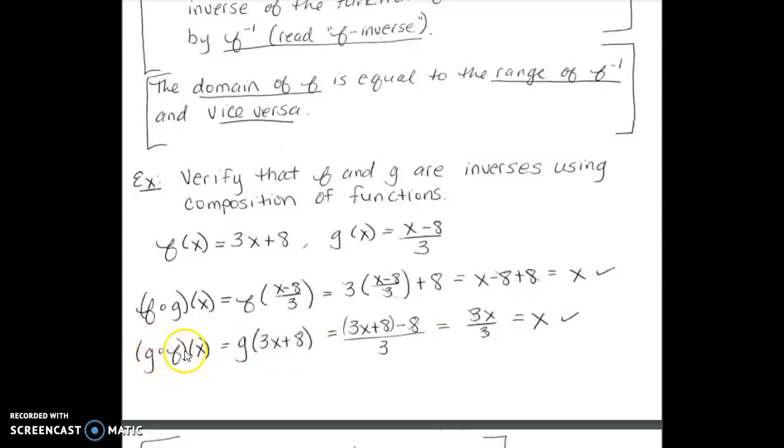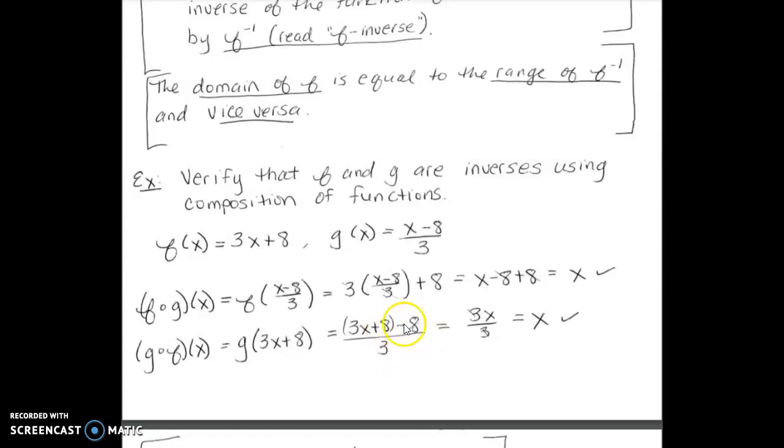g composed with f of x would mean g of f of x. So the f of x function now becomes the input in the function g. So we're going to replace all the x's of g with this expression 3x plus 8. So here's g, so this x gets replaced with 3x plus 8. Then we subtract 8 according to what g says and then divide by 3.